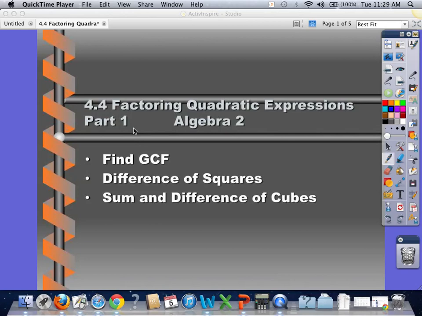Today we're going to start talking about factoring. We're going to do this in several little parts because there are different parts of factoring. I think each one of them needs their own little video. So today the factoring is going to be mostly about finding the GCF, which is the greatest common factor, and the difference of squares and sum and difference of cubes, all of which are very important and need to be emphasized a lot. So let's get going.